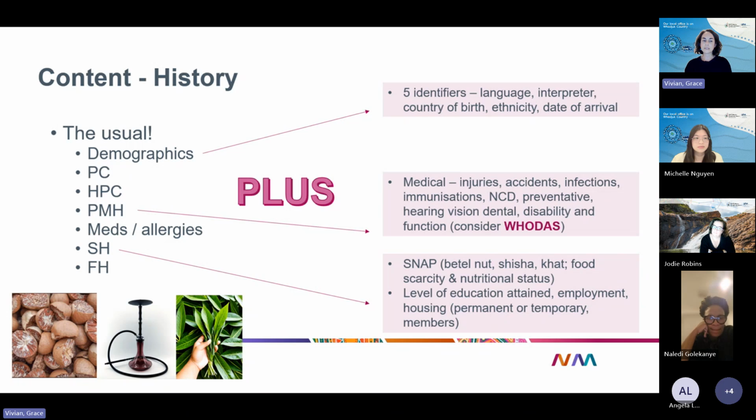These are images of betel nut on the left, shisha in the middle, and then khat, the green leaf on the right.